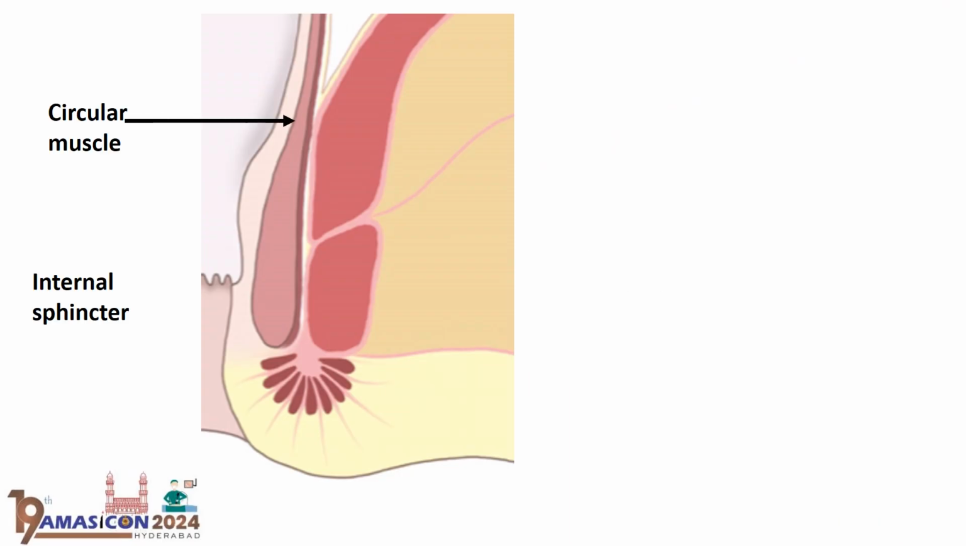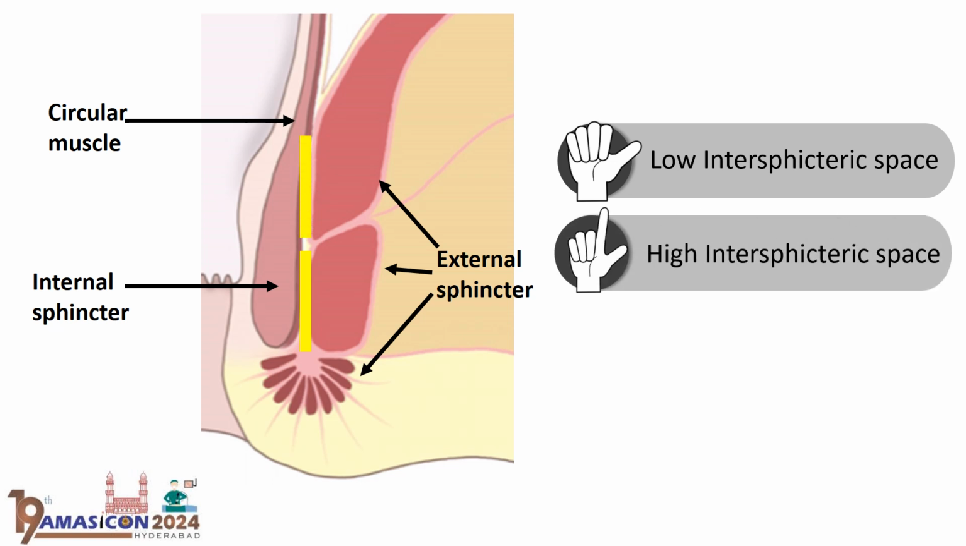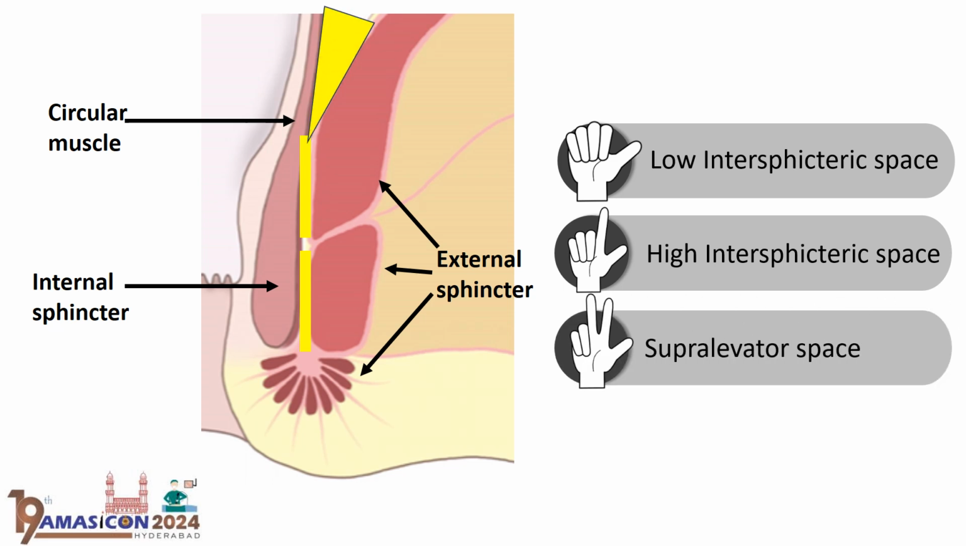Medial spaces: this is the internal sphincter, external sphincter. In between, below the dentate is the low intersphincteric space, above the dentate is the high intersphincteric space, and extending high intersphincteric space above the levator is the supralevator space.